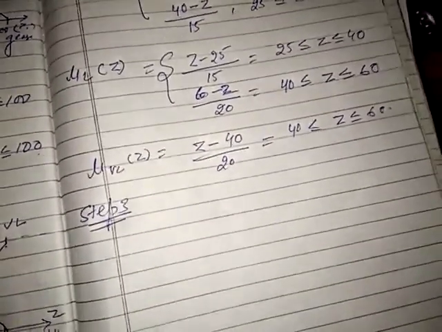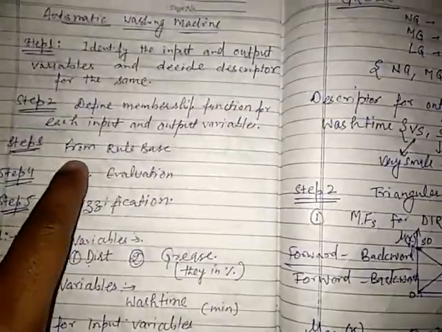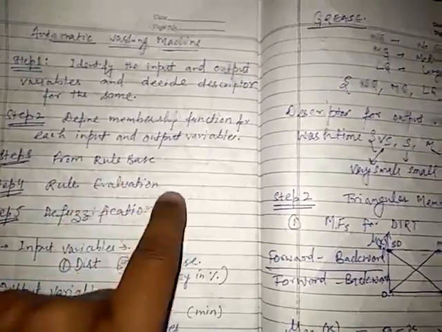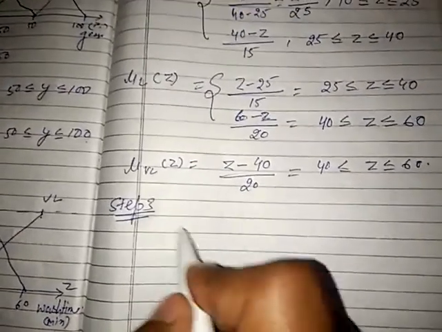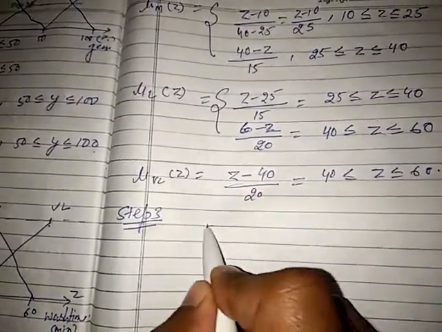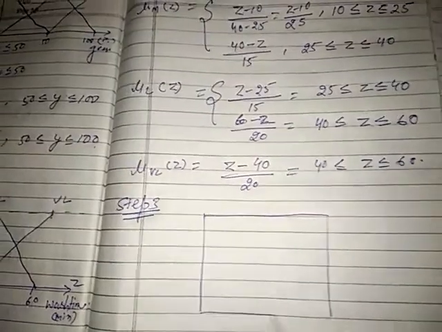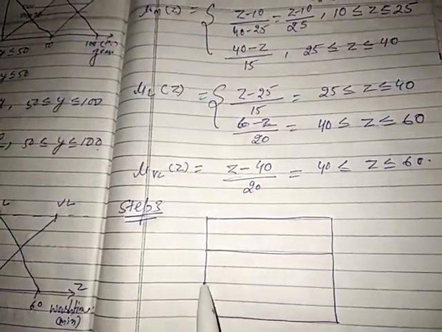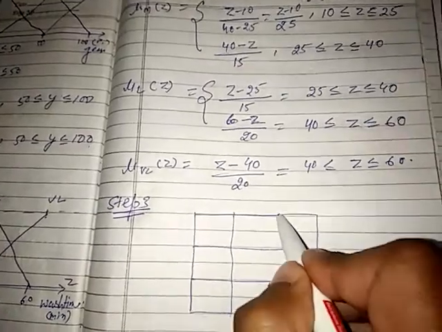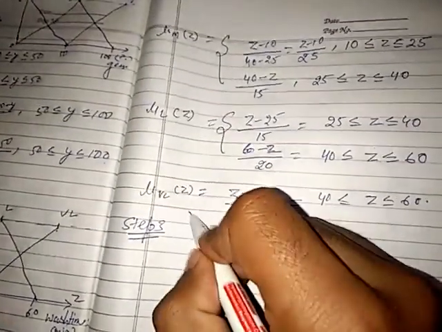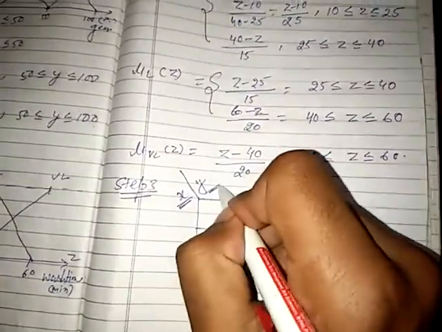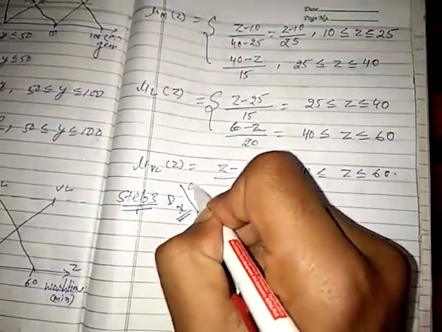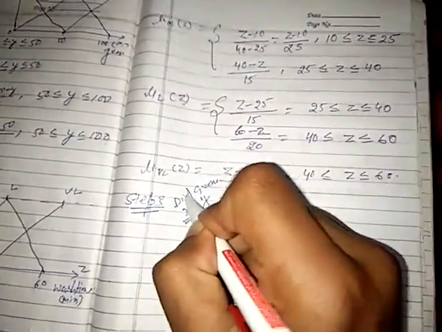Now we go to step three, which is forming the rule base. In step three, from the rule base, we have to design the rule base. First is x and y, where x is for the dirt and y is for the grease.